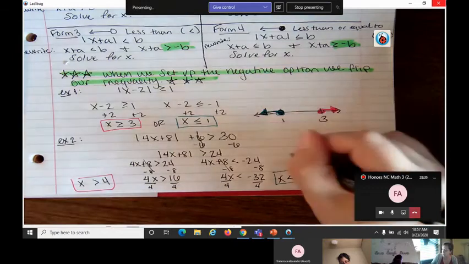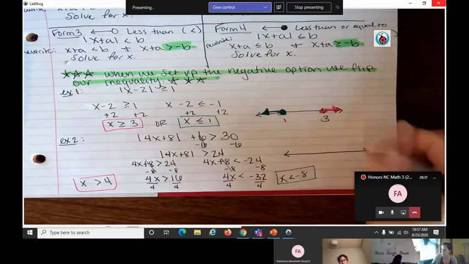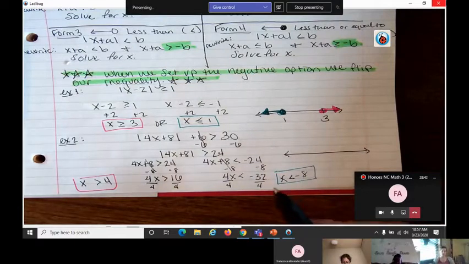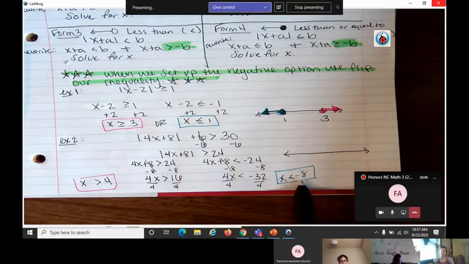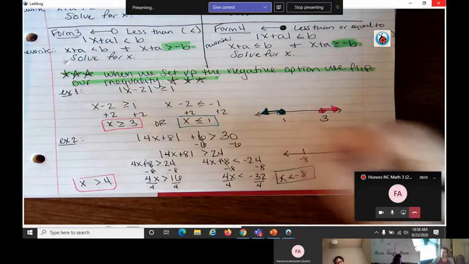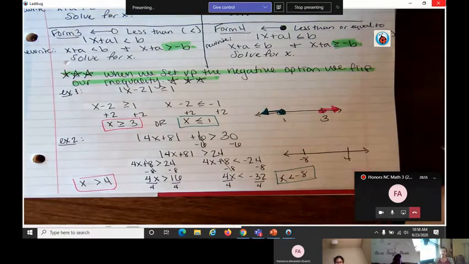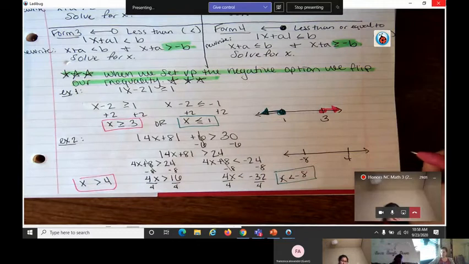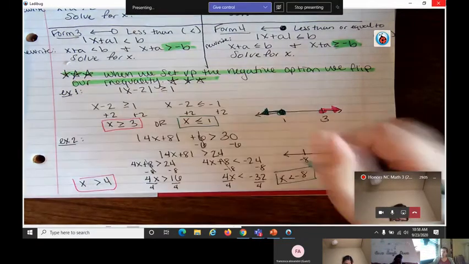So Brandy, which one should go first? What number is the smallest? The -8? Oh yeah, -8. -8 and then 4. And then are they going to have open or closed circles? Open. Yeah, so 4 will have an open circle. -8 will have an open circle.